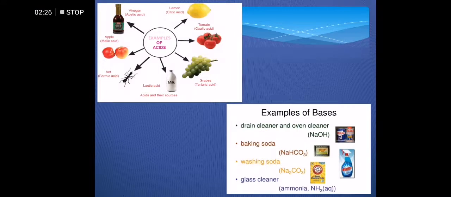We can also understand bases with the help of certain examples. We use many substances in our daily life, like the drain cleaners, the washing soda, glass cleaners. These are all substances which are basic in nature, and even the baking soda that we use in our kitchen is basic in nature.